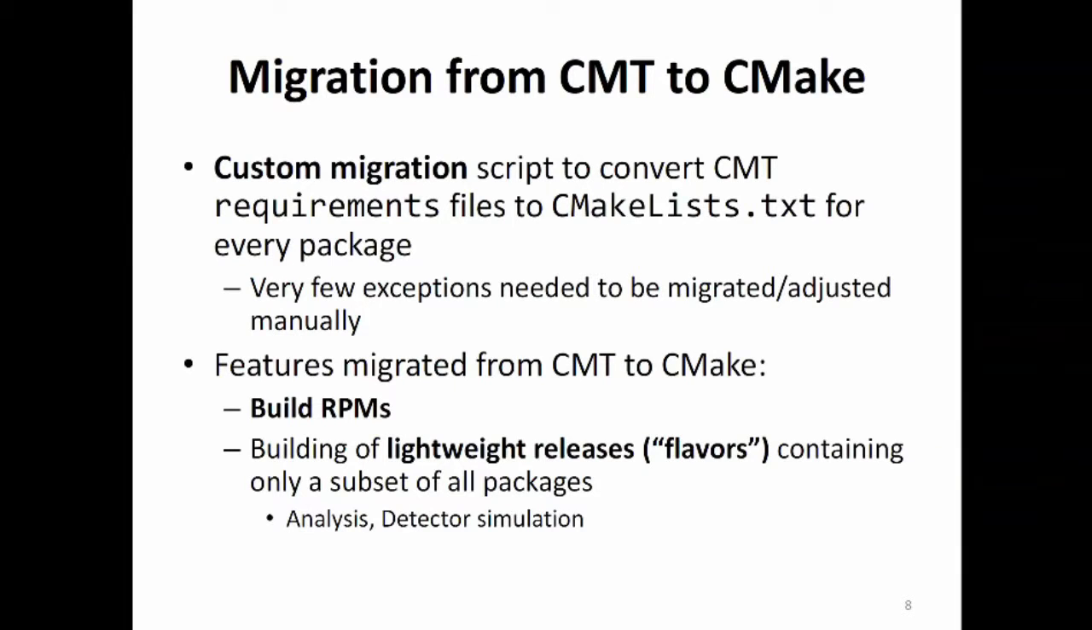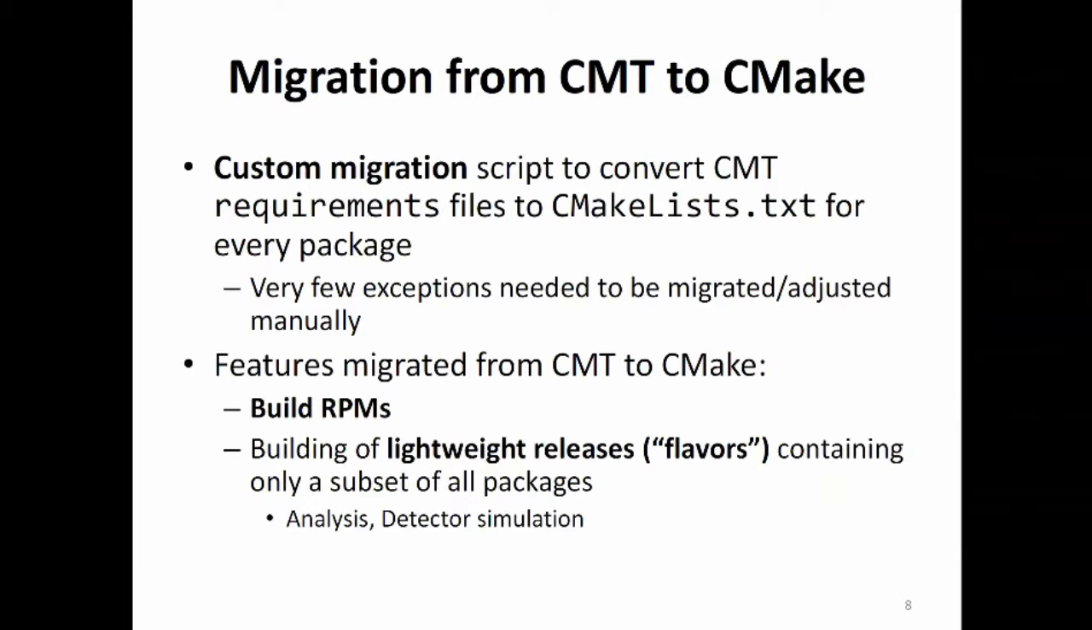Okay, so the migration from CMT to CMake. For that migration, we implemented a custom migration script that took our CMT requirements files and converted them into CMake list files for every package. This tool really worked for most of the packages. There were a few exceptions where we needed to manually adjust the outputted CMake list file.